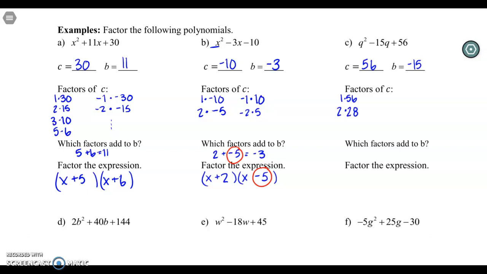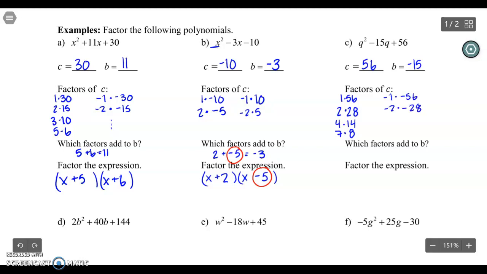I can do 4 times 14. I can do 7 times 8. Okay? And then I could also do all the negative versions of these numbers. So remember that when I multiply two negatives together, I get a positive. So if I'm trying to get a positive 56, then I could make both numbers in each pair negative, and I would still get a positive 56.